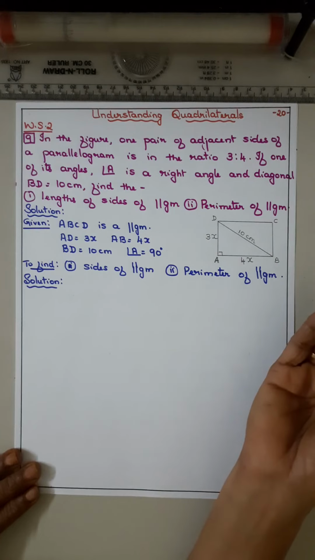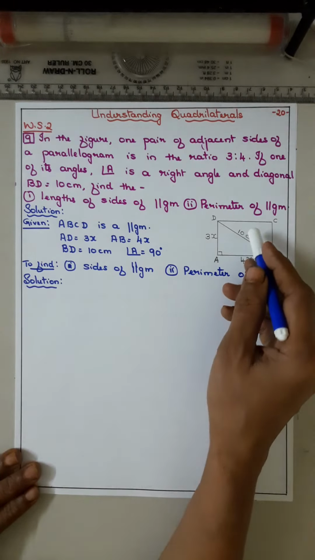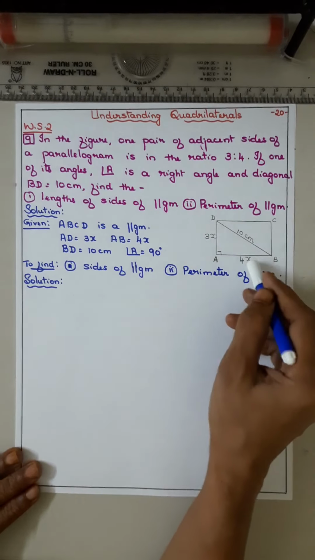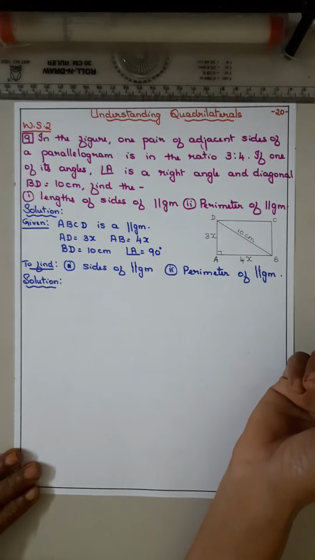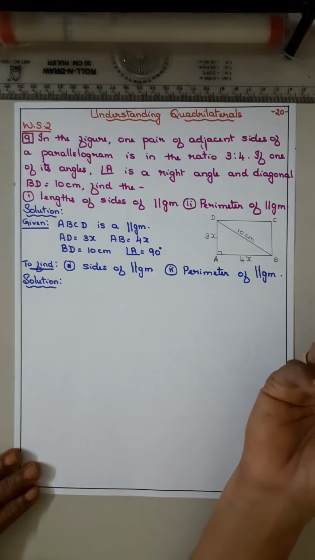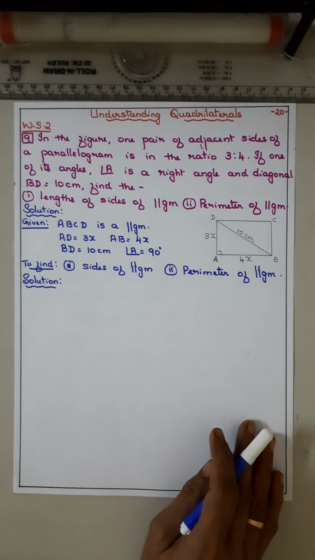It is so easy. Right angle is given, the opposite sides are given, and both are given in x. So which rule do we have to use? Pythagoras theorem. Okay, first you think and then proceed.